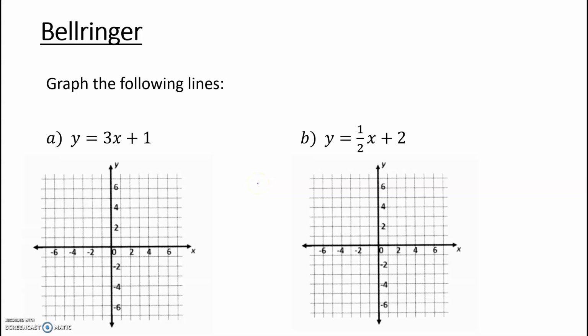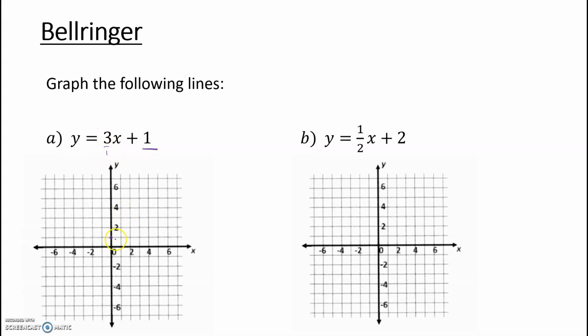Hey guys, so we're going to start off with a little bell ringer, and it's just graphing lines. So remember y equals mx plus b. B is your y-intercept, and m is your slope. So we will read that as rise over run.